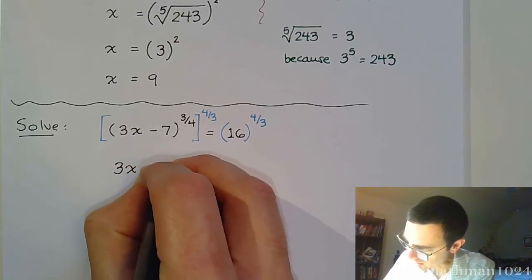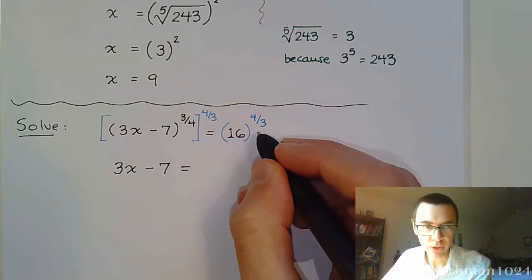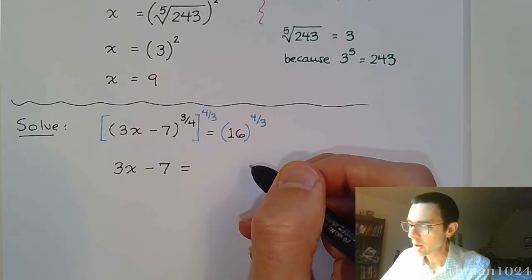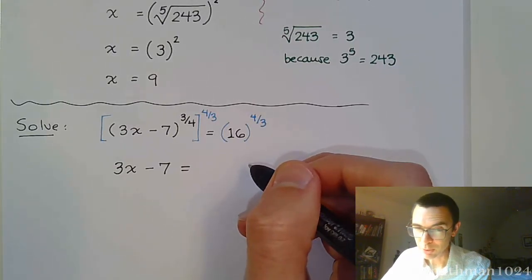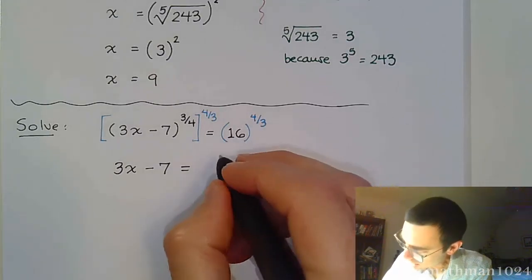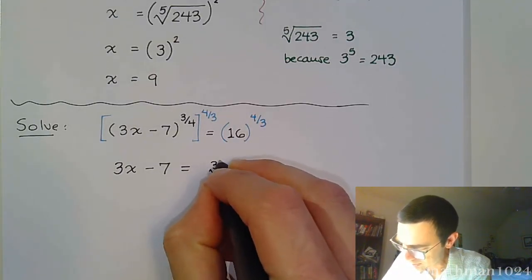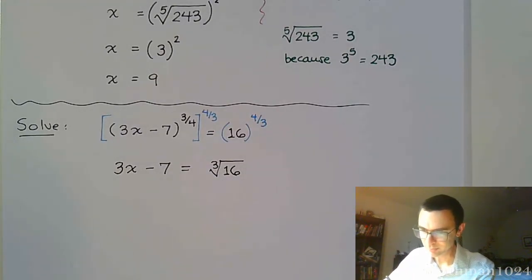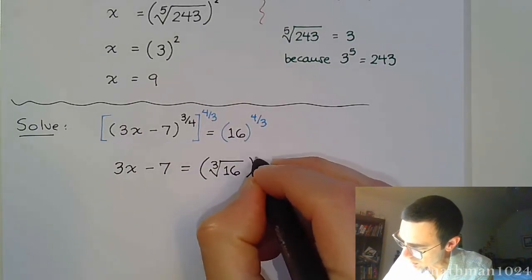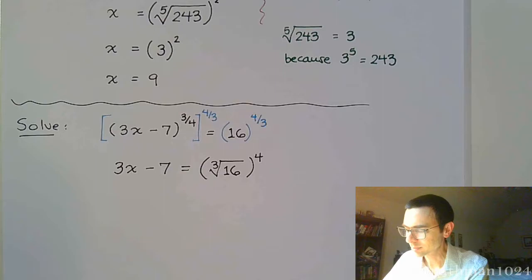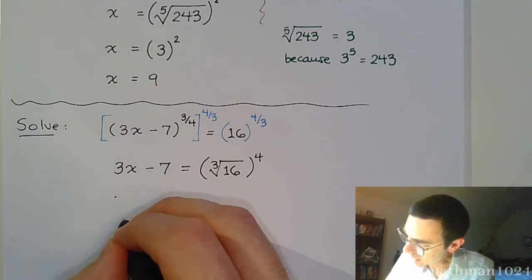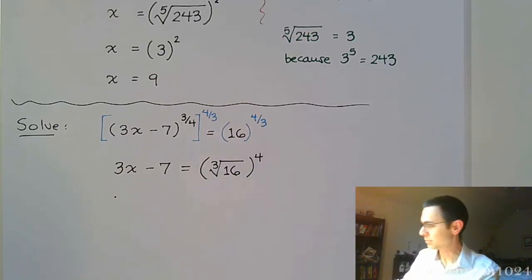So 3x minus 7 equals, now we already know what's going to happen over here. We understand, well, this is not the problem I meant to do. That's okay. This means that we have the cube root of 16, and then this is raised to the 4th power. All right, so this might get a little bit messier than I expected, because I thought I had this planned well, but I did not. So let's work this guy off to the side, okay?